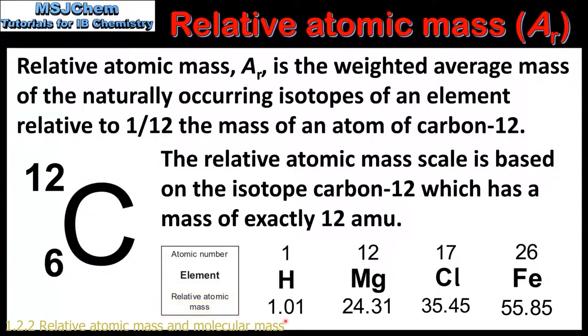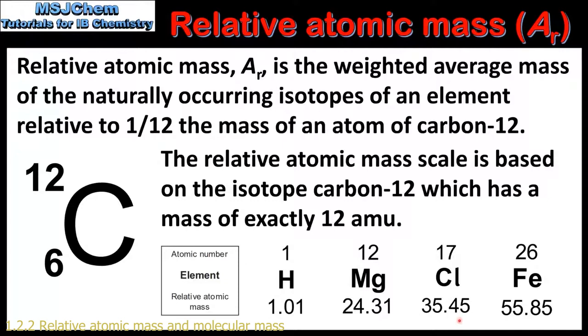Hydrogen has a relative atomic mass of 1.01. Magnesium has a relative atomic mass of 24.31. Chlorine has a relative atomic mass of 35.45. And iron has a relative atomic mass of 55.85. As you can see, relative atomic masses are not usually whole numbers. This is because they are a weighted average of the naturally occurring isotopes of that element.